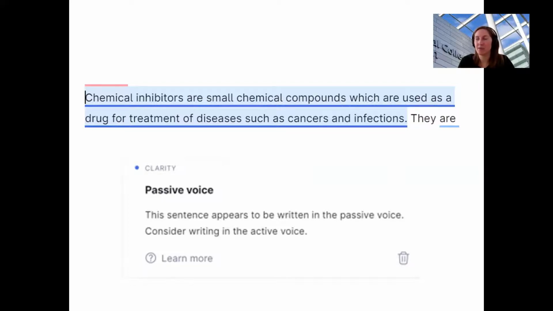teachers, this is a choice that we would make, or a judgment we would make based on the wider text, so how the sentence fits into the wider text, what the meaning of the sentence is. It's not something that we would just apply as a blanket rule. And here the use of the passive voice is not only appropriate, but it's actually more appropriate than the active voice. So say the student said, "chemical inhibitors are small chemical compounds which we use as a drug treatment."